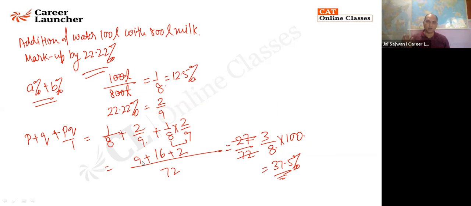So the two values are going to increase. First, there's an addition of water, which is 100 liter of water added to 800 liter of milk. So that comes out to 12.5% of growth. The second is the 22.22% markup, which is 2 by 9. So what I did is I just did P plus Q plus PQ upon 1, that gives me 3 by 8. Don't worry, this is in fraction. If you want to write the value in percentage, multiply this by 100, you are going to get 37.5% of profit. Is it fine, everyone?